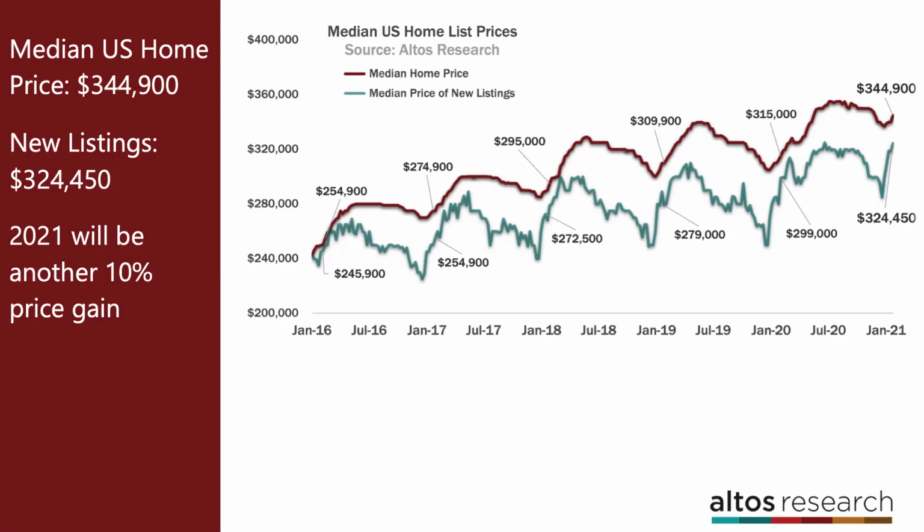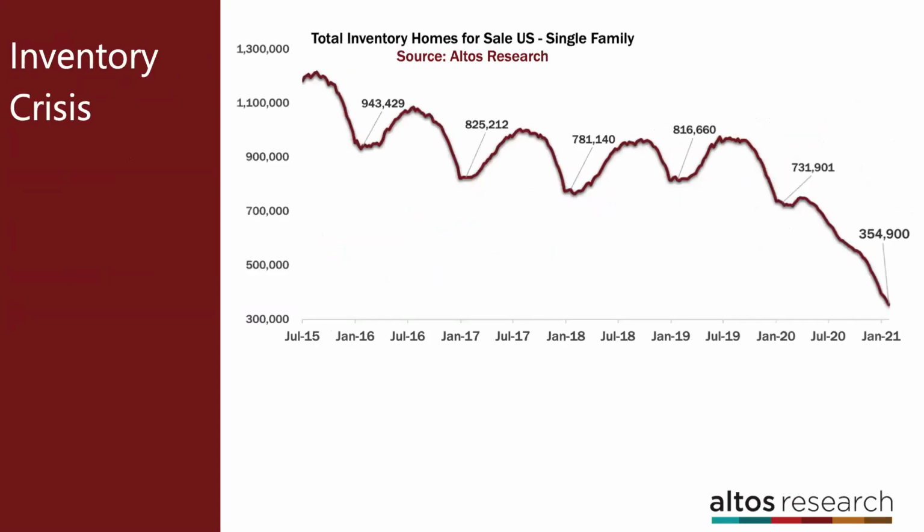And so we're at 450 right now. That's going to jump again next week. So all of the leading indicators are pointing to that strong pricing year. So that's where we are with pricing. Let's move on to inventory. The inventory crisis that we are in.